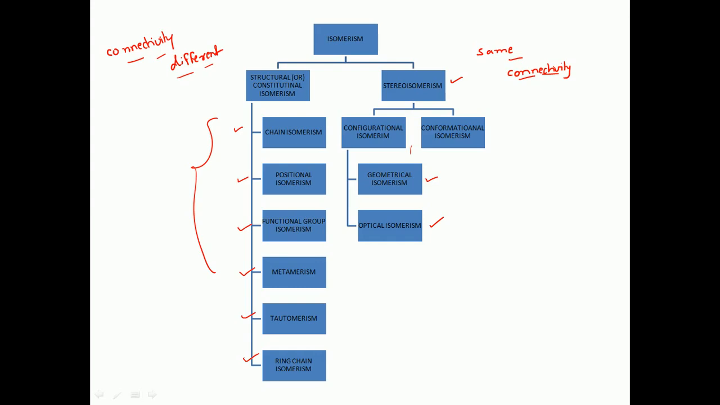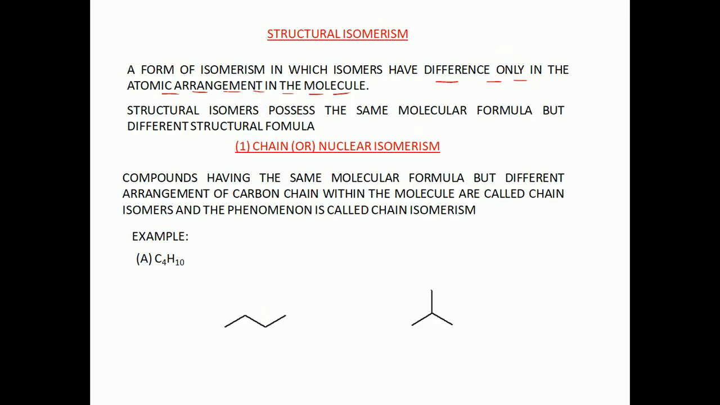Let us start with structural isomers. Structural isomerism. Structural isomers differ only in their atomic arrangement in the molecule. Those isomers will have a different arrangement of atoms. The connectivity of the atoms is different in the molecule. Structural isomers possess the same molecular formula but different structural formula. As the name itself says, they have different structural formula but the same molecular formula.